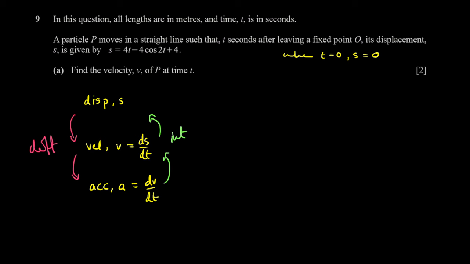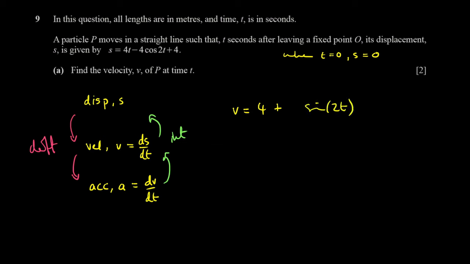All right. So to find the velocity, what we need to do is we need to differentiate this function. So if I differentiate 4t, I get 4. If I differentiate negative 4 cos 2t, okay, if I differentiate cos, I get negative sine. So I get minus minus, right? So that's going to be a plus sine 2t.